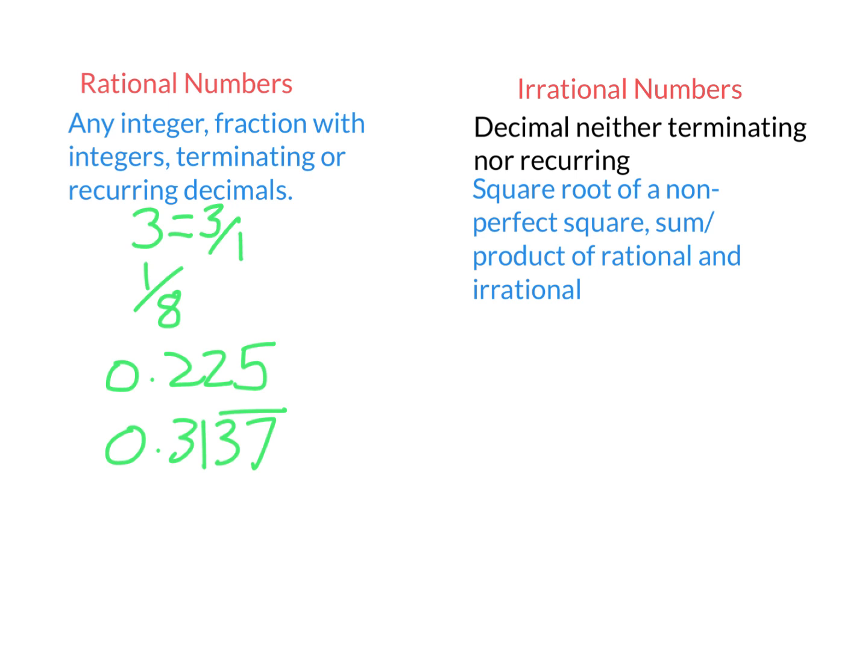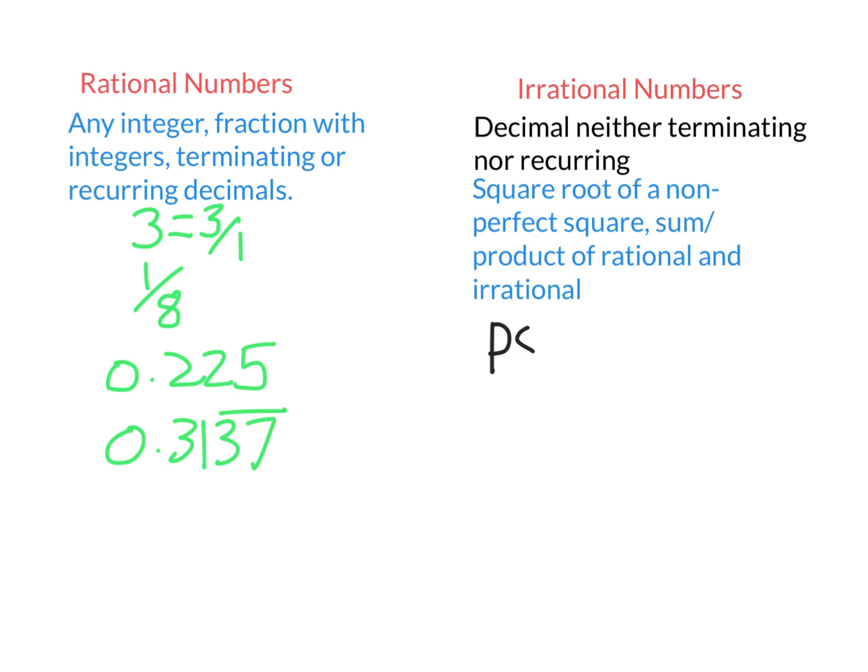So what then does it mean if a number is irrational? Well, that means it's not one of these types of numbers. So what does that actually mean? Well, it means that you can't write it as a fraction with integers. So what are some examples? Well, some quintessential examples of irrational numbers are square roots of non-perfect squares.